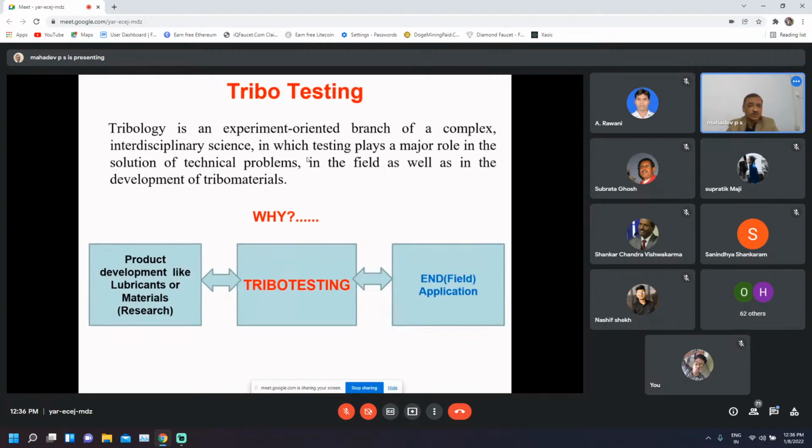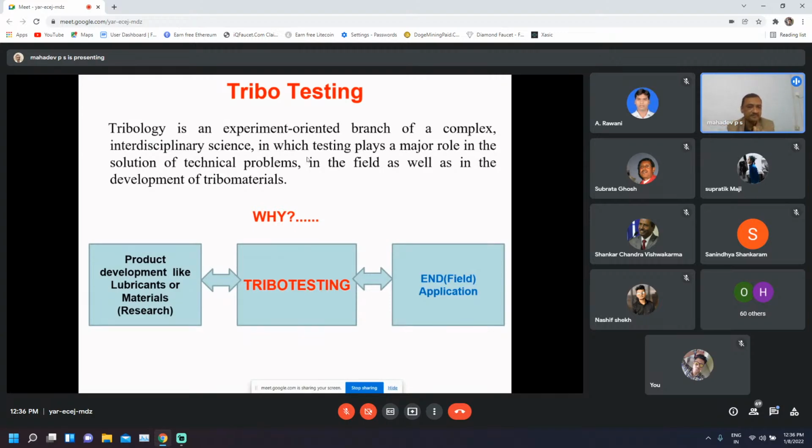Every engineer should know. So tribo testing involves an experimental, detailed interdisciplinary science in which testing plays a major role in the solution of technical problems for the development of tribo materials. So why is this tribo testing done? One, tribo testing is done to develop materials like lubricants or materials for research purposes. So tribo testing can be research. If you develop a new kind of material, go for tribo testing. If it is having good hardness, good mechanical properties, you go for tribo testing.